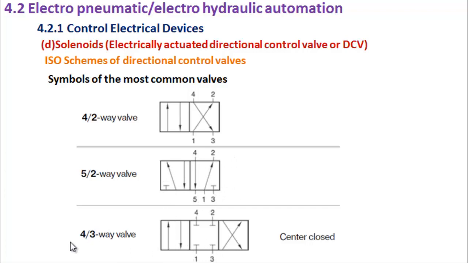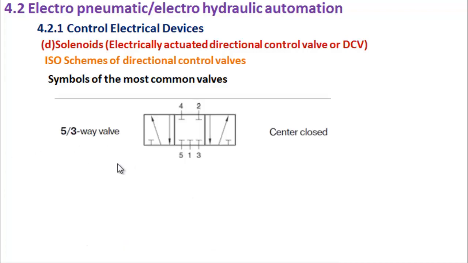Similarly, we can have a 4/3 because there are 4 ports here, but there are 3 positions. So this is a 4/3 DCV, where the normal position is where the number is written. So this is the normal position, which is basically written as center closed. Okay.